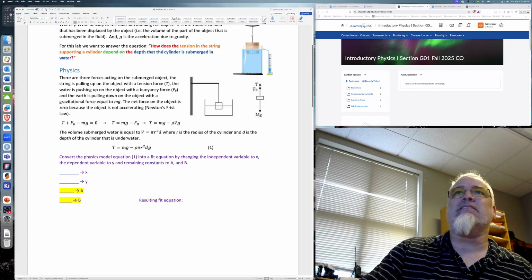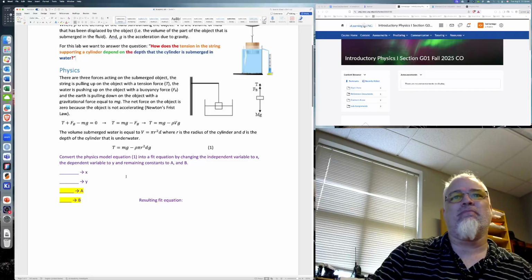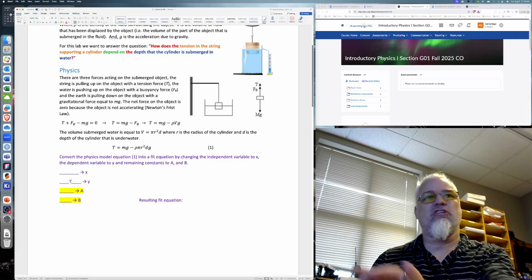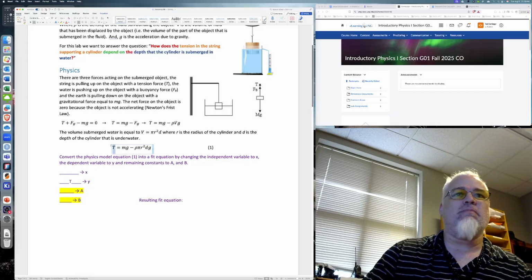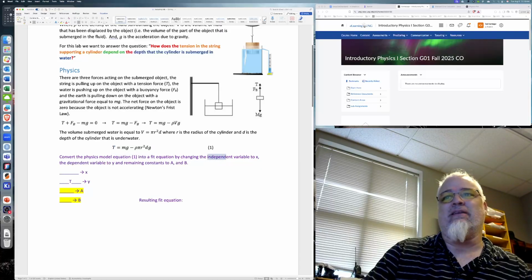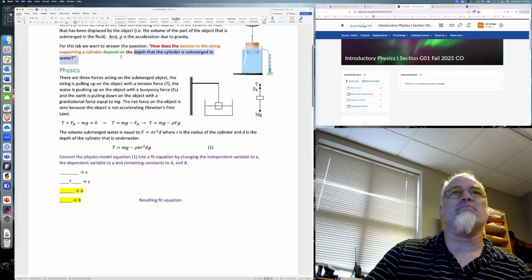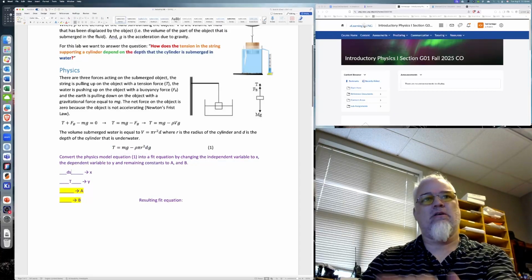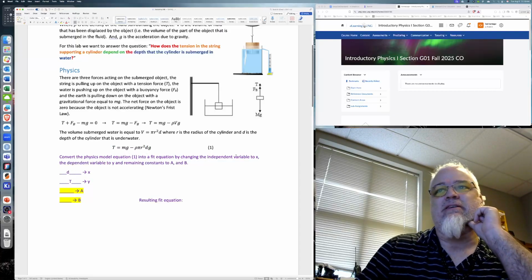The dependent variable is the thing that depends on something else. So in this case, the tension in the string is the dependent variable. And we want the dependent variable to be y. So that means the tension in the string, capital T in the equation, should be my y. The independent variable is the thing that the dependent variable depends on. So in this case, the depth that the cylinder is submerged in the water. And in the equation, depth is represented by d. So d is going to be my independent variable.